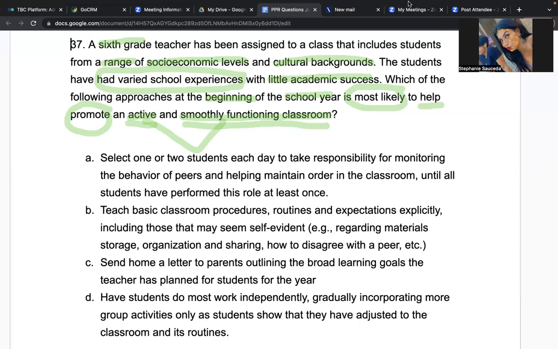C, send home a letter to parents outlining the broad learning goals the teacher has planned for the students for the year. D, have students do most work independently, gradually incorporating more group activities only as students show that they have adjusted to the classroom and its routines.